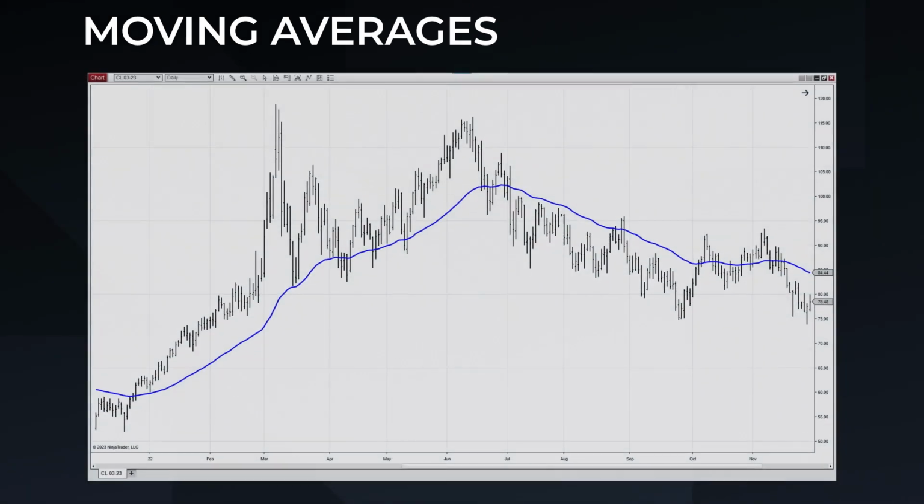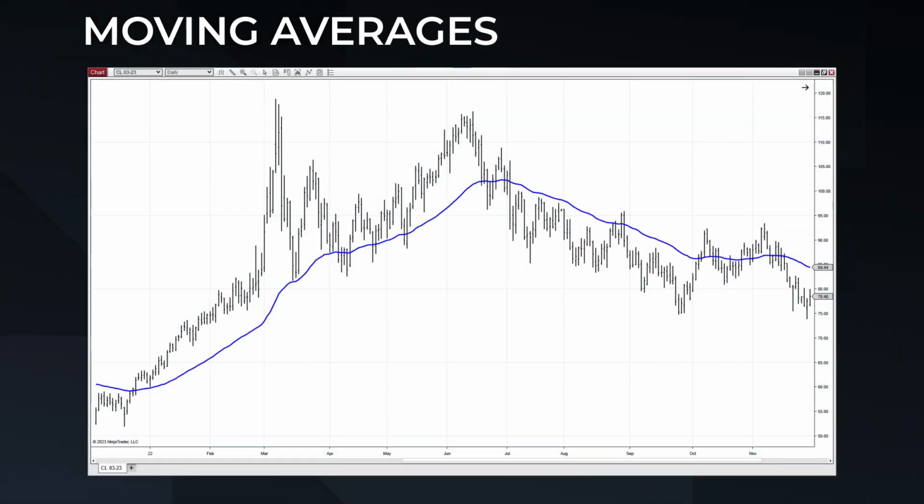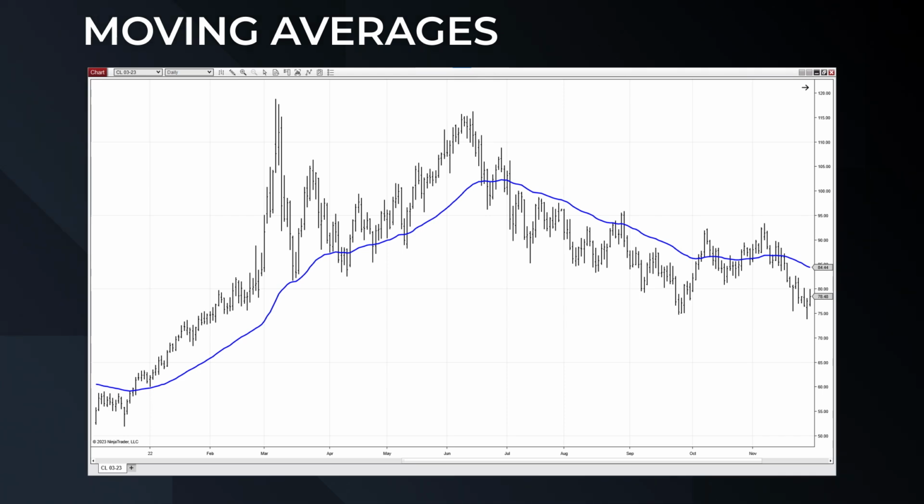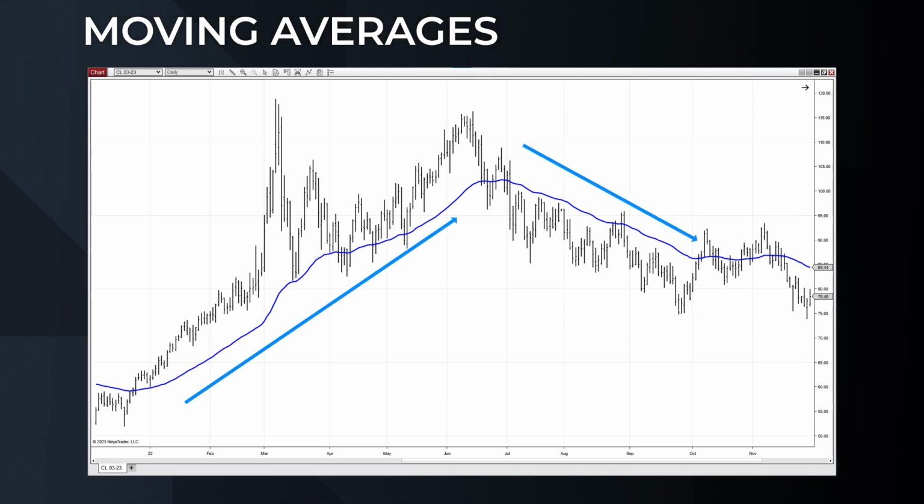The moving average can be used in several ways: identifying trend, as support and resistance, and to identify trend change. The moving average shows what the overall trend is when it may be difficult to discern just by looking at price.